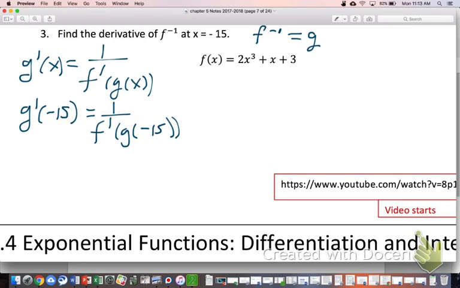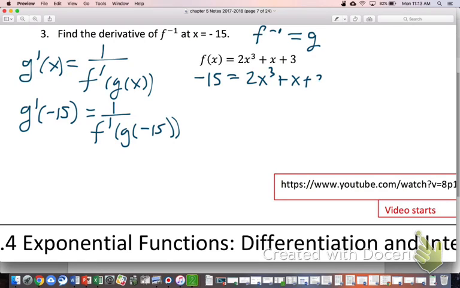So to figure this out, of course, we need to recognize that an input for g is the exact same thing as an output for f. And we have to do it this way because we don't have an explicit function for g. We have an implicit function for g. We're going to have to use that. So since the input for g is negative 15, I'm going to make the output for f negative 15.